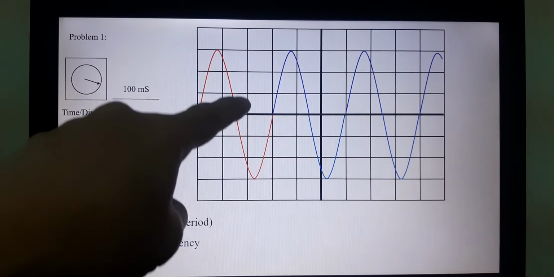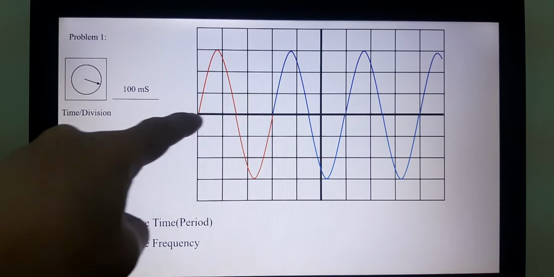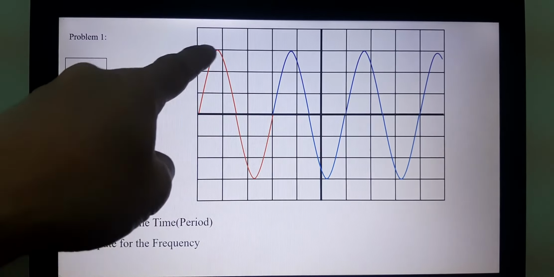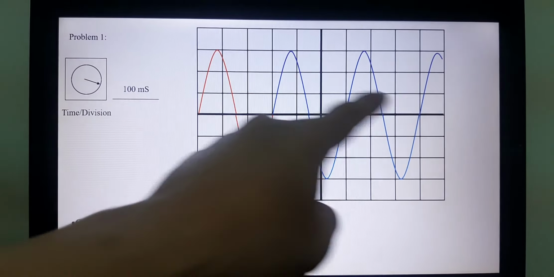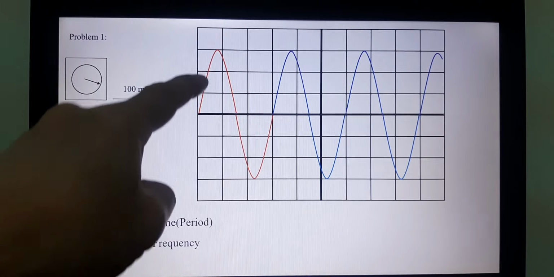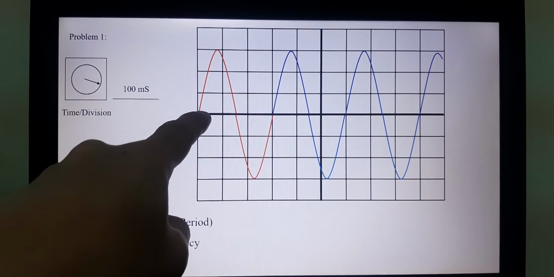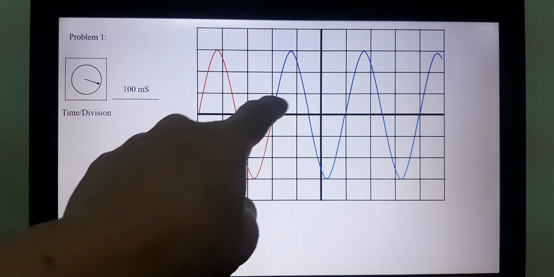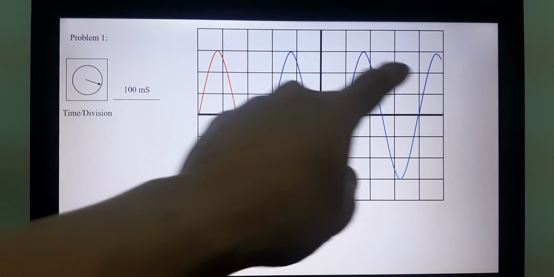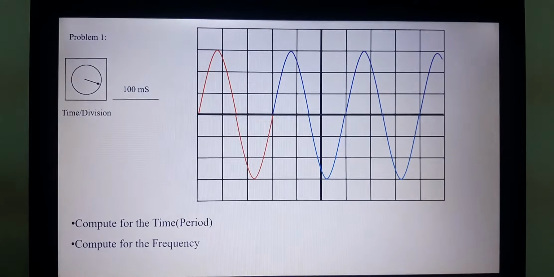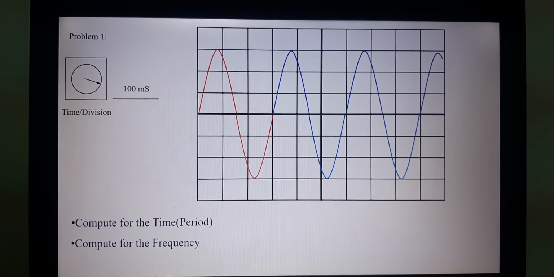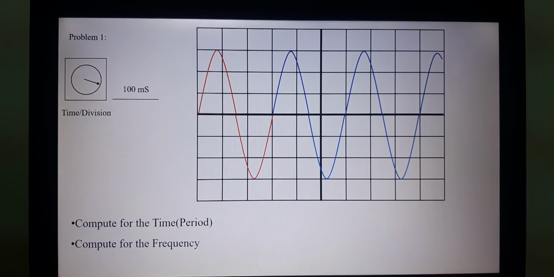I made this red for you to use as a reference, so that you only need to compute for this, because these are only repetitions of this red signal, sine wave. As you can see, 1, 2, 3, 1, 2, 3, 1, 2, 3, the same. So just focus on the red part of the signal, because the blue ones are only repetitions of the signal.